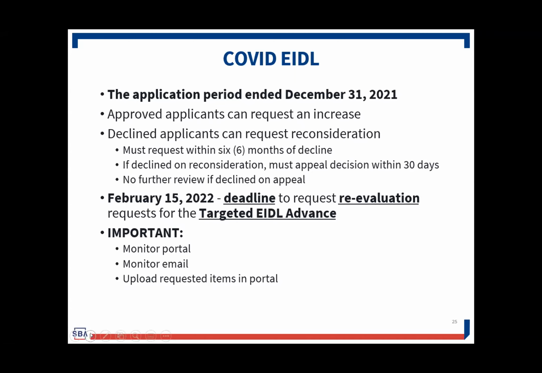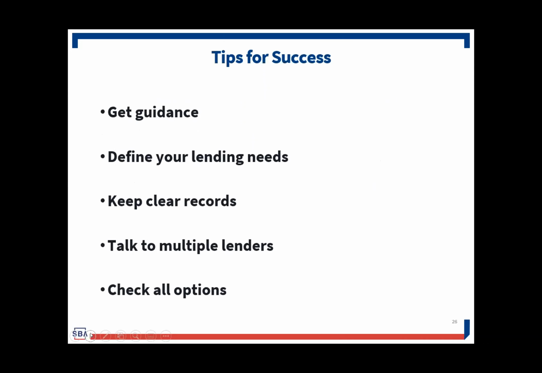If you're declined on reconsideration, you can appeal that decision within 30 days. However, after the appeal, if you're declined, there are no other considerations. So some tips for success.